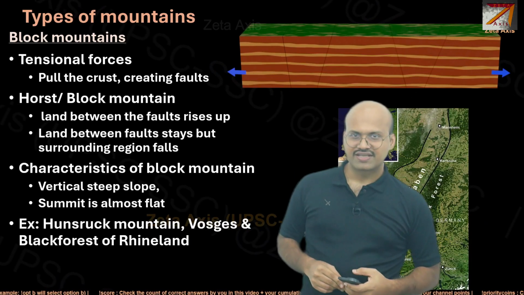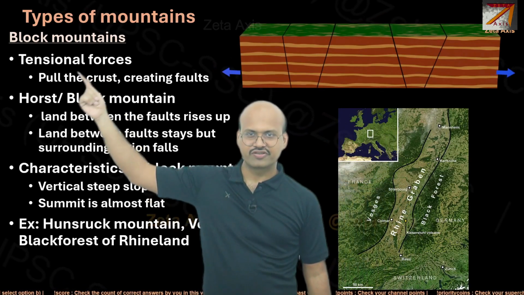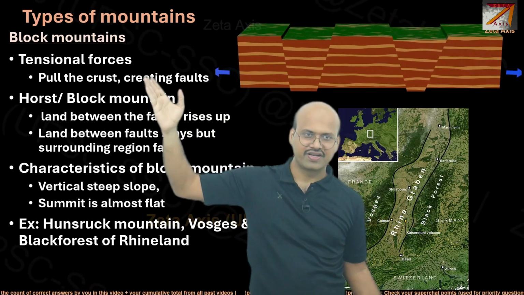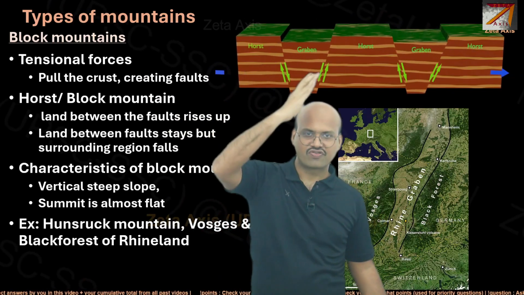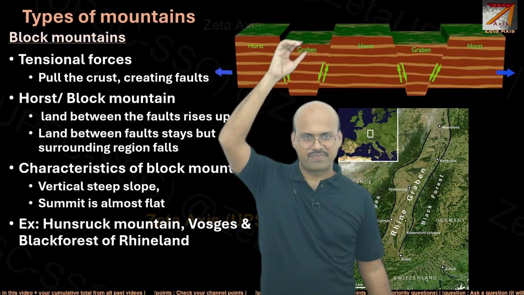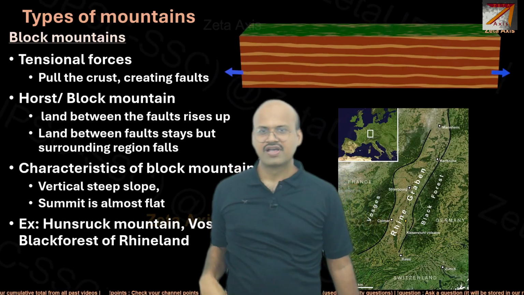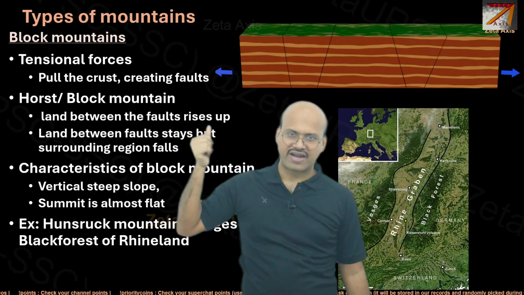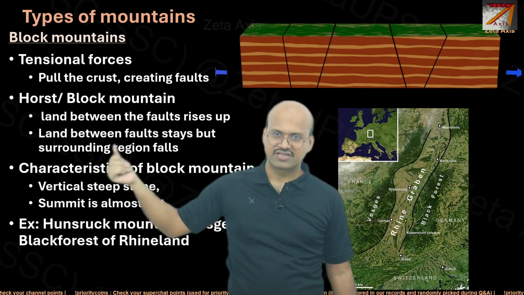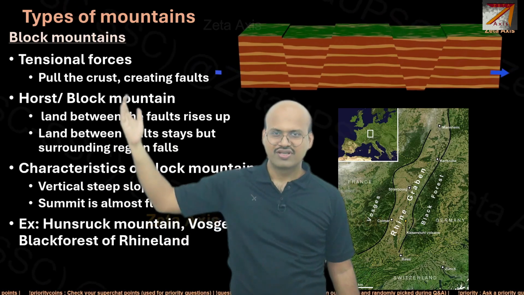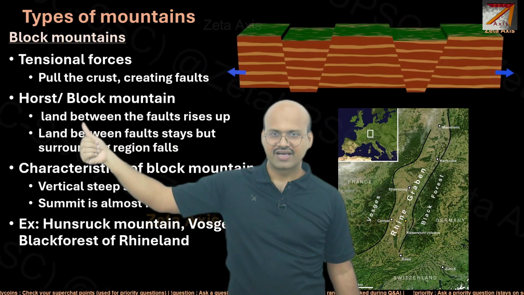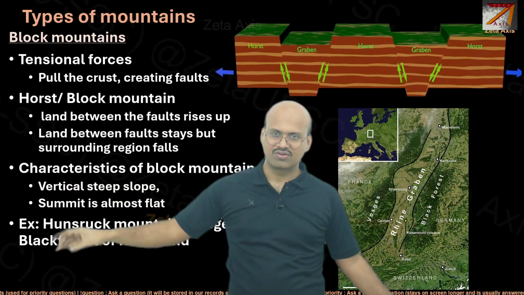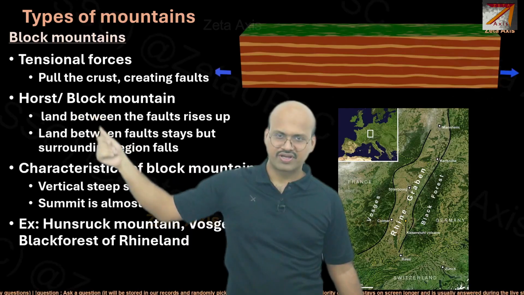So block mountains are created generally by tensional forces that pull the crust, creating faults. We saw that it will pull the crust and form these faults. Then some part of the block will move down, some will move up, and it could create mountains. Horst of a block mountain: land between the faults rises up, or land between the faults stays but the surrounding region falls. So these are two processes. Either the land part should rise up or the surrounding land should move down. Then we will have this block mountain.